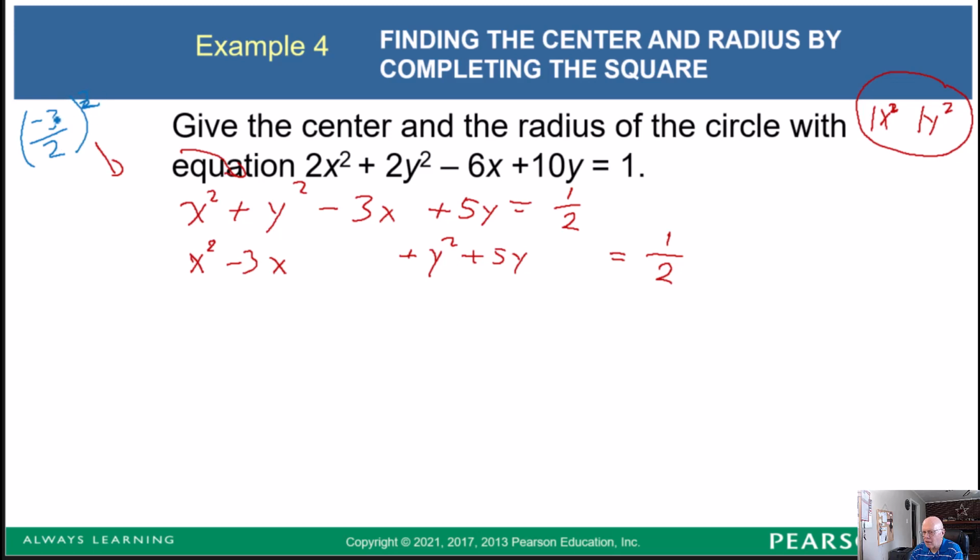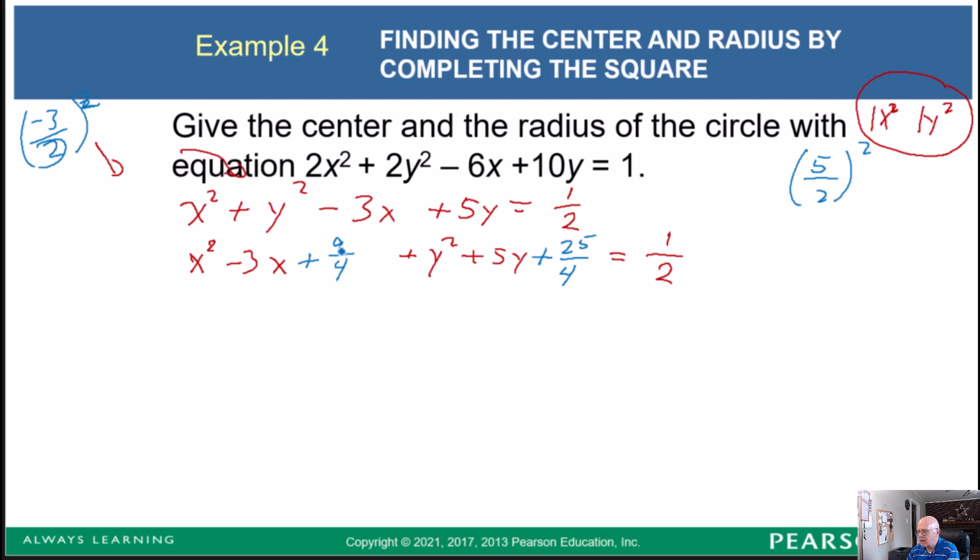What do I get? Well, it'll be -3 squared over 2 squared. It'll be 9/4. Remember, take this, divide it by 2, and then square your answer. That gives you the 9/4. Over here, what do we get? Well, we'll take that 5, divide it by 2, square the answer. What do I have? What I'll have is 25/4.